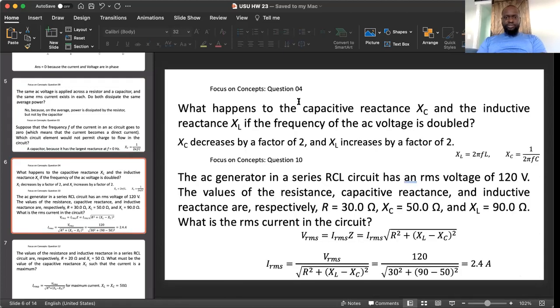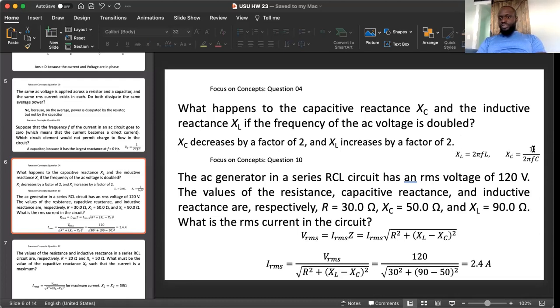Okay, focus on concept question 04. What happens to the capacitive reactance and the inductive reactance if the frequency of an AC voltage is doubled? So inductive reactance XL is 2 pi FL. When you double the frequency, you just double the inductive reactance.